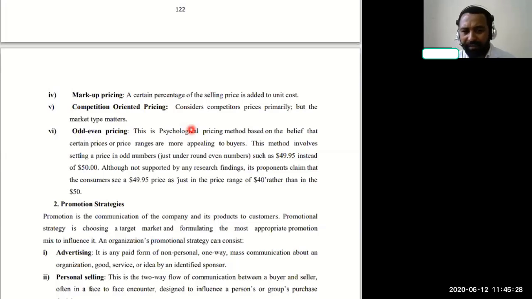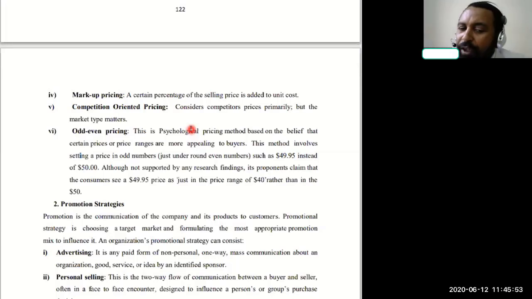Depending on the market, you have to consider the competitor's price. Sometimes you may follow the competitor by setting a lower price, or you may follow the competitors by setting the same price. So in this case, competition-oriented pricing strategy is one of the pricing strategies.